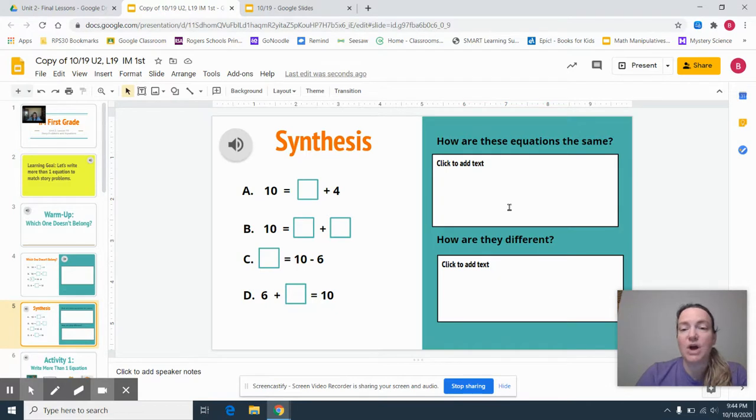similarly, we can talk about how are these equations the same and how are they different? Well, we already talked about what kinds of problems A, B, and D are. We talked how they are all addition problems. What do you notice about C? How is it different? So that is what you will type for your synthesis here and here, talking about how they're the same and how they are different.